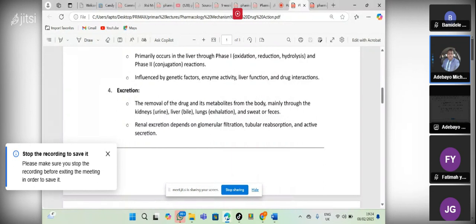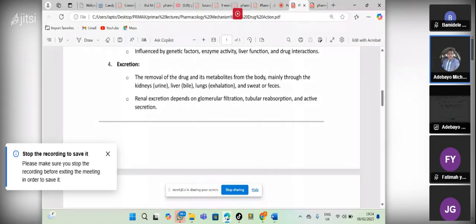All right, so number 4 is excretion, the removal of drugs and their metabolites from the body, mainly through the kidney. It occurs through the kidney, through the liver, through the lungs, and through sweat or feces. So it can be excreted through your urine, through bile, through exhalation like gases, through sweat, or from the feces. Like we said, during metabolism, it is converted into something different from what the drugs used to look like.